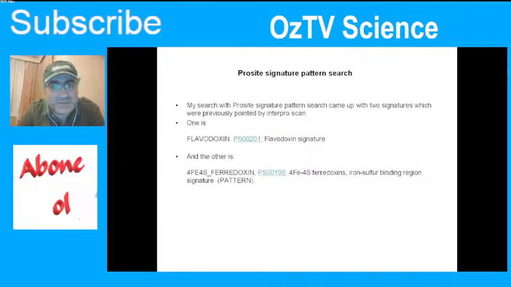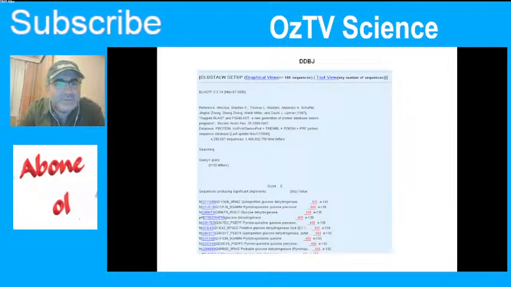My search with the PROSITE signature pattern search came up with 2 signatures, which were previously pointed out by InterProScan earlier in the pages. One is the flavodoxin signature, and the other is the ferredoxin, the iron sulfur binding region pattern. Okay, we found something else. Let's continue.